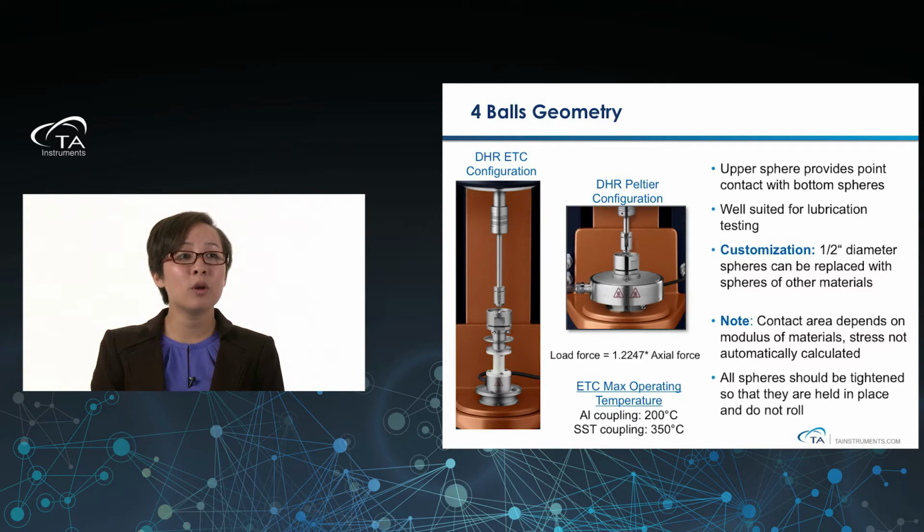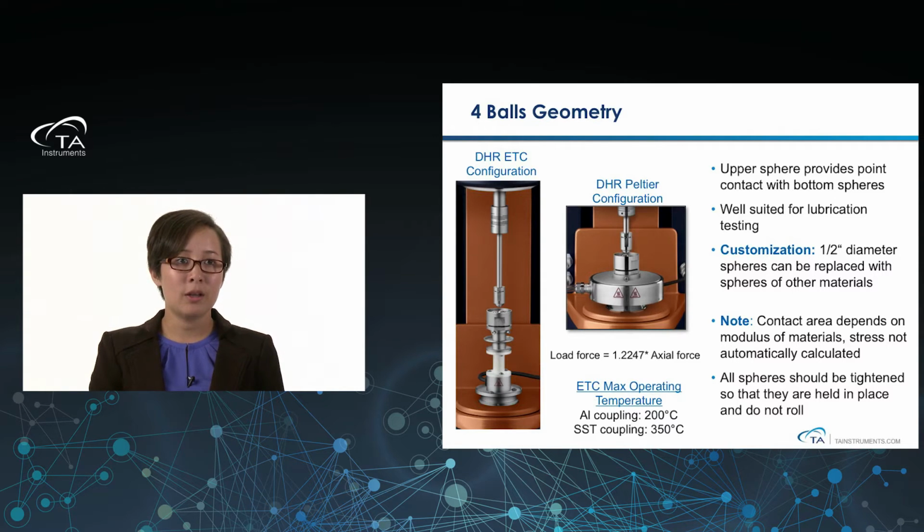And lastly, we have the 4 balls geometry. So again, it uses the same upper chuck. It uses a chuck to hold the upper sphere, and then the bottom will have 3 spheres in a container. So they're all arranged in a triangle pattern with one another. Again, this upper sphere will provide that point contact with the bottom spheres, and this setup is actually really great for lubrication testing. This has also started being used in some asphalt testing as well.